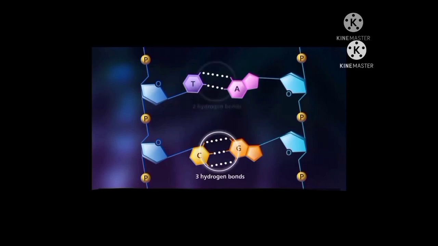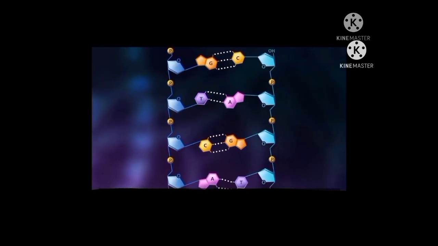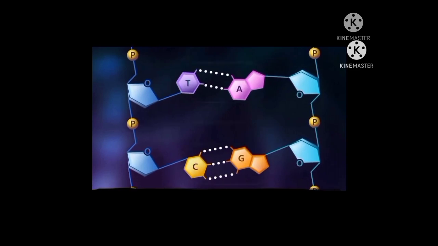Cytosine pairs only with guanine and forms three hydrogen bonds, while thymine forms two hydrogen bonds with adenine. This is the reason why cytosine and guanine are more stable compared to thymine and adenine. One strand of the DNA is oriented in the 5' to 3' direction, and the other strand is oriented in the 3' to 5' direction, since DNA strands are anti-parallel to each other.